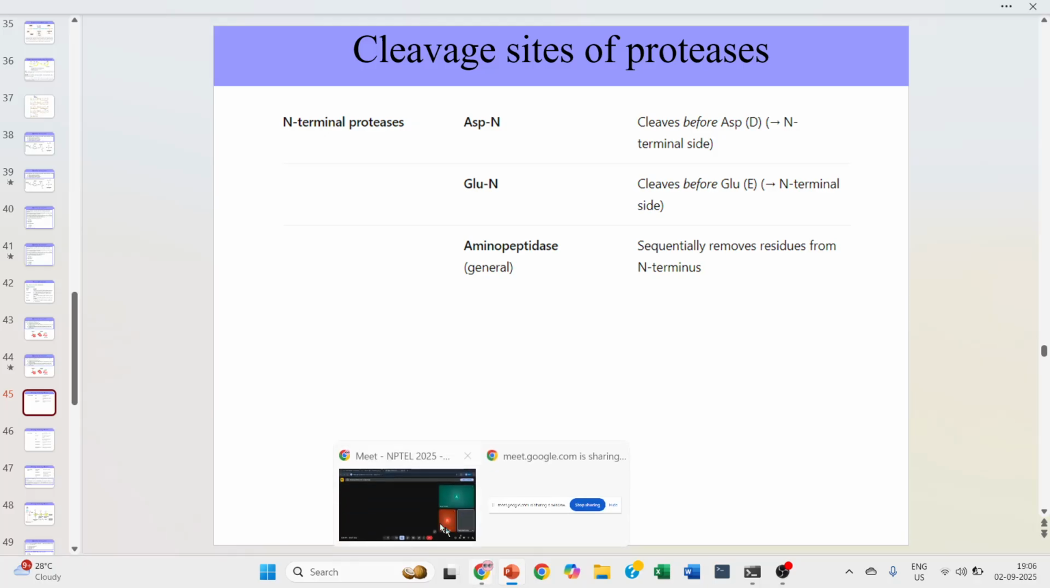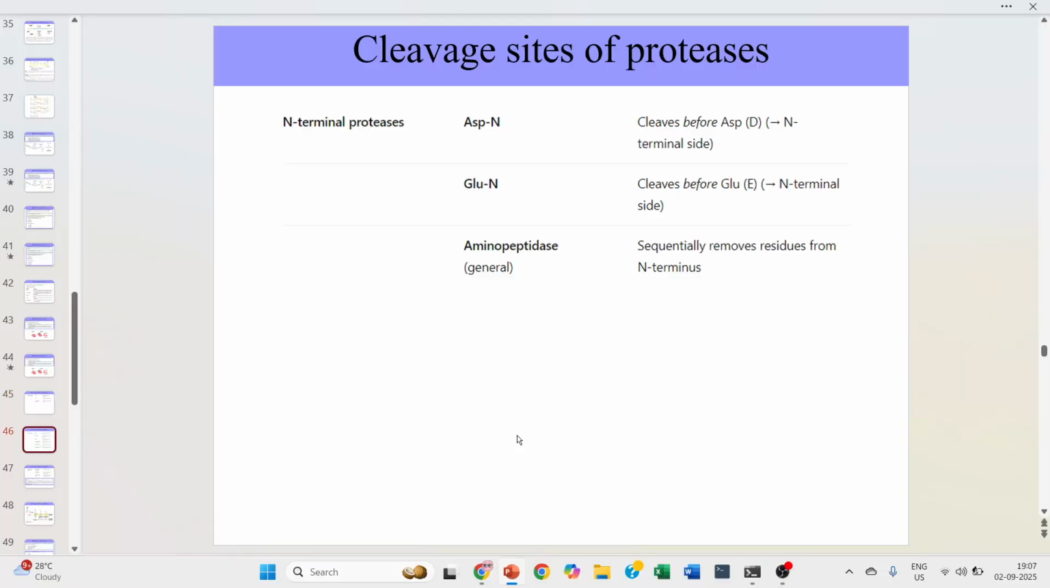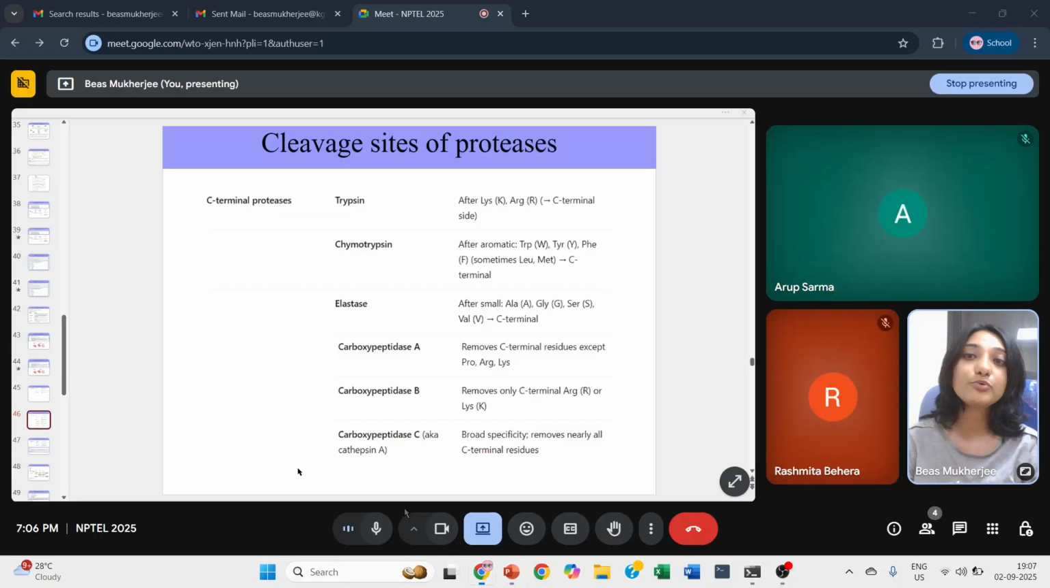Right. Now we come to something that you will have to remember. So there are these N-terminal proteases that we talked about, like thermolysine. There are more, for example, aminopeptidases, and then there are ASPN and glutamic N. So these are different residues that cleave. Then there are C-terminal proteases like trypsin that we talked about, chymotrypsin, elastase, and three of these are very important: carboxypeptidase A, B, and C.